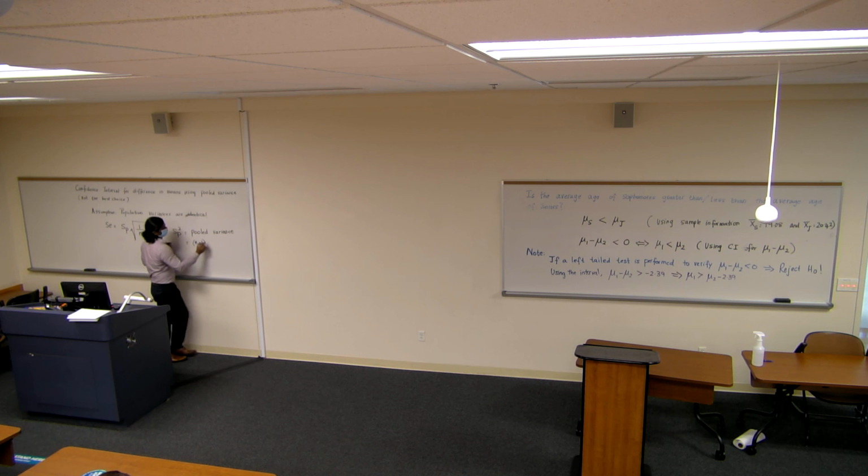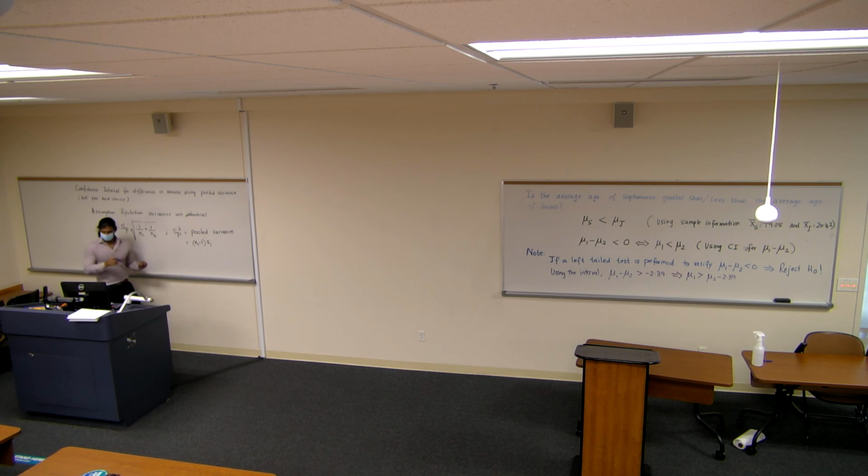What is SE? Pooled variance. No, SE. Well, you tell me. If SB squared is pooled variance, then what is SB? Pooled standard deviation. It is the pooled standard deviation because the square root of variance is the standard deviation.